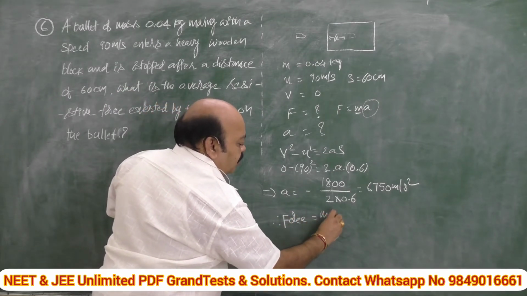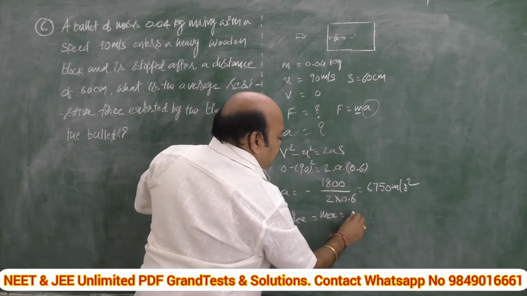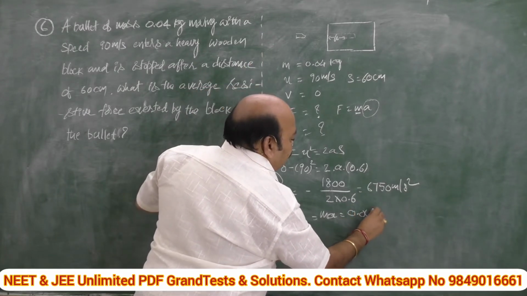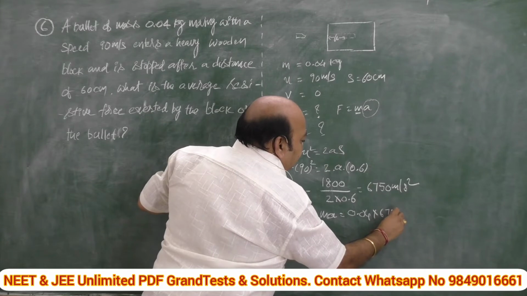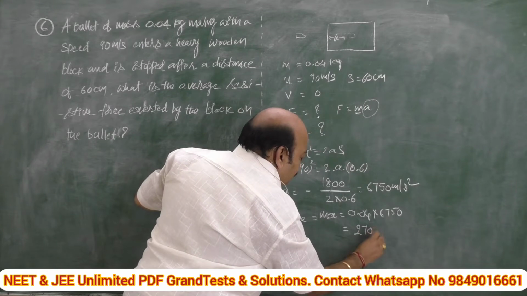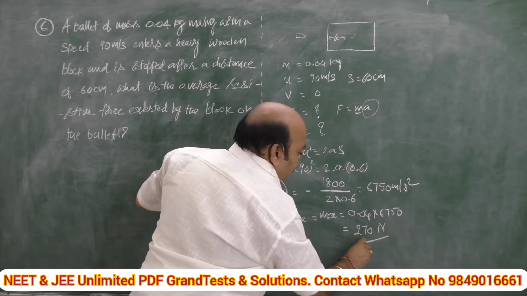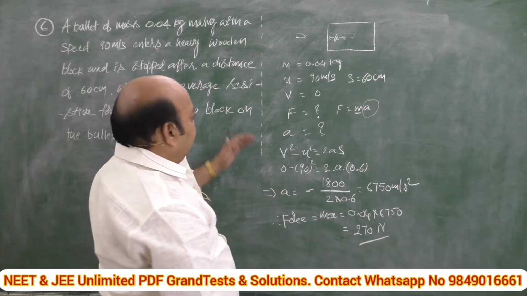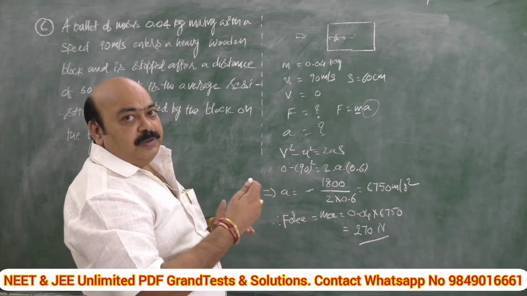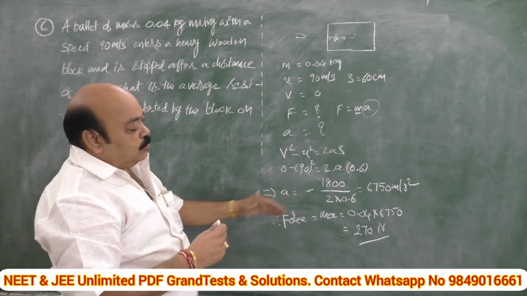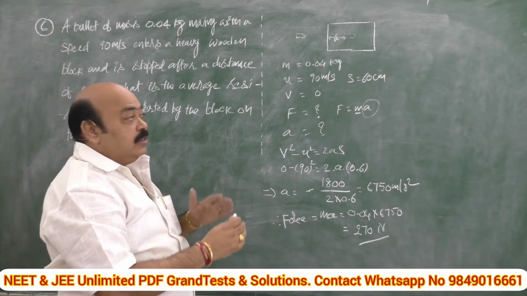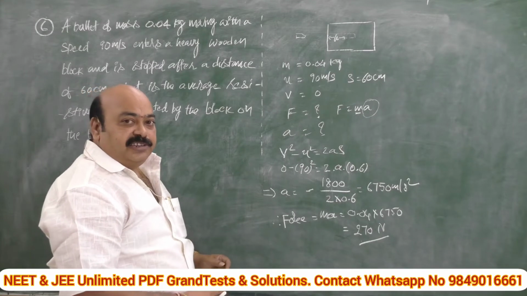Force is equal to mass into acceleration. What is the mass? 0.04 into acceleration 6750. On calculation, it is nothing but 270 Newton. Negative sign indicates that it shows resistance to the motion of this body. That means this force will act in the opposite direction. So 270 Newton force acts on the bullet in order to stop it after piercing through the given distance.